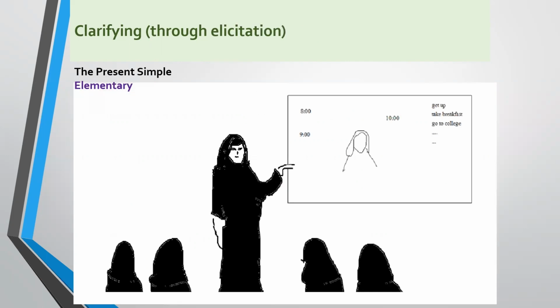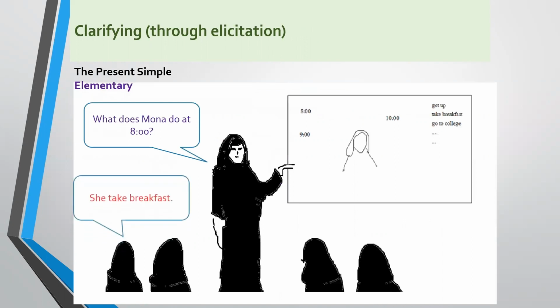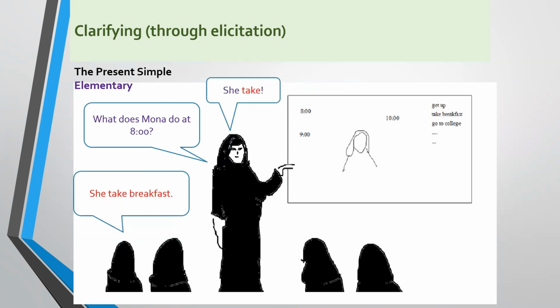Well, the present simple tense, elementary, she's teaching here. She wrote the times here and some useful expressions. For example, the teacher is asking, what does Mona do at 8? Students can say she takes breakfast. And she made a mistake. She take breakfast. The teacher says she takes breakfast. And they're correcting themselves.